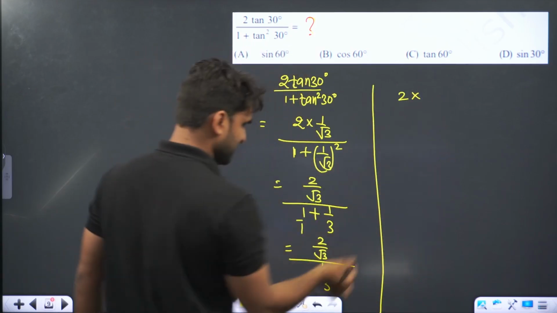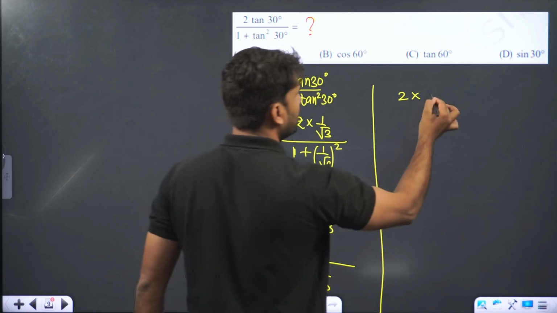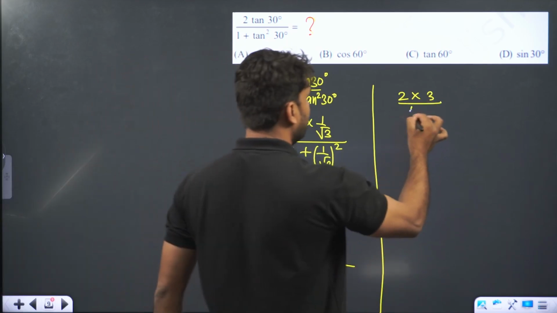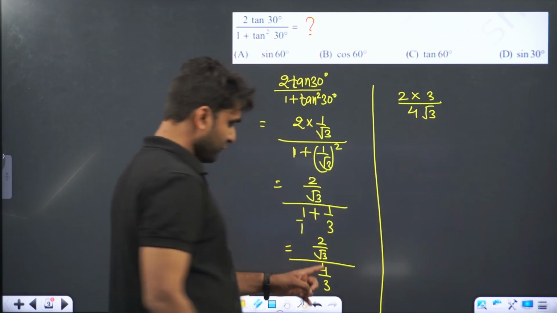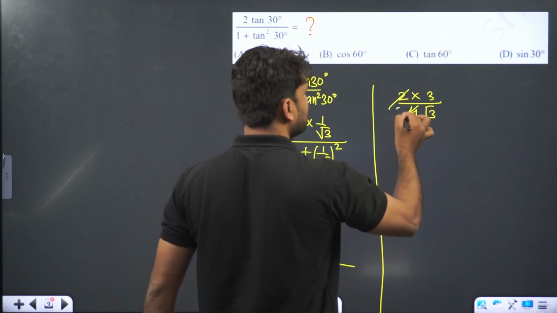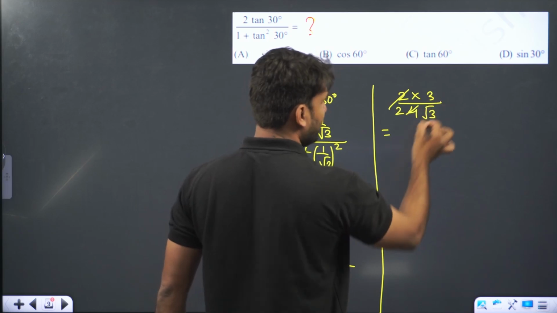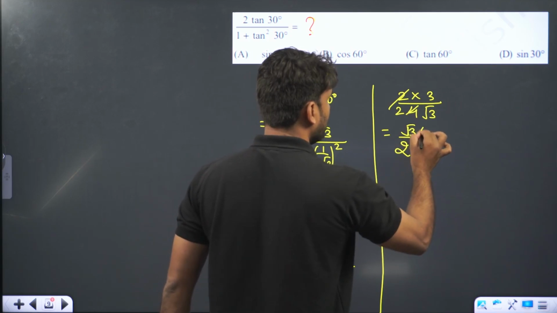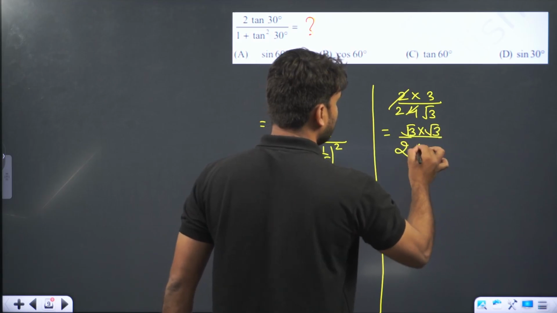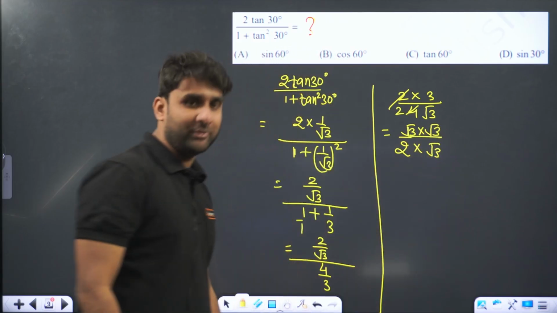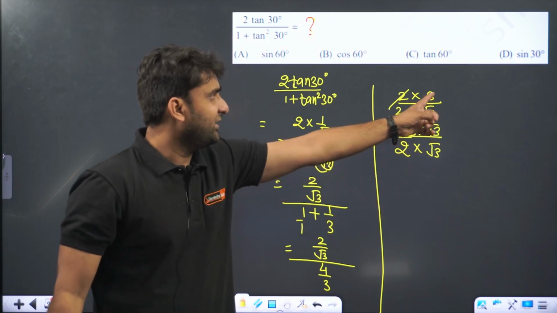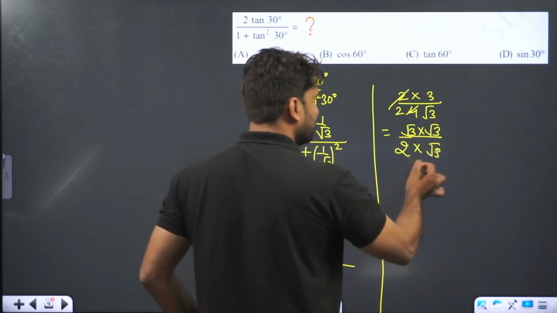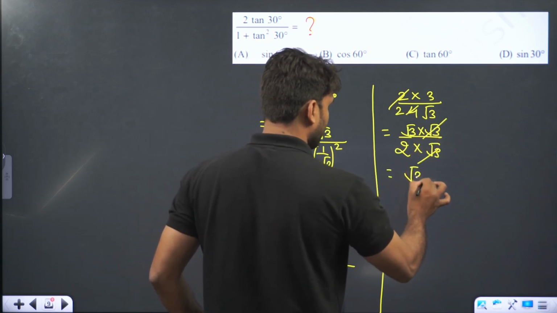Now solve. 2 into this root, this 3 will be multiplied with this 2. The top value will be multiplied from bottom and the middle values will be multiplied with middle value. 4 into root 3. Now 2 will cancel this, 2 to the 4. And we have this 3 by root 3, guys. So this 3 can be written as root 3 into root 3. Clear everyone? And we have already root 3 in numerator and denominator. I have written 3 as root 3 into root 3, and we have root 3 already in denominator. So this will be cancelled. So the result is equal to root 3 by 2.